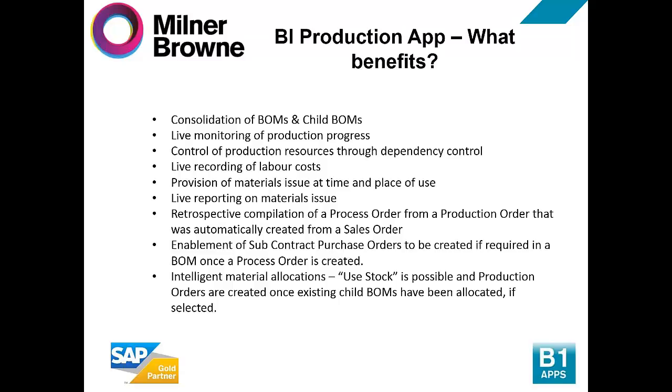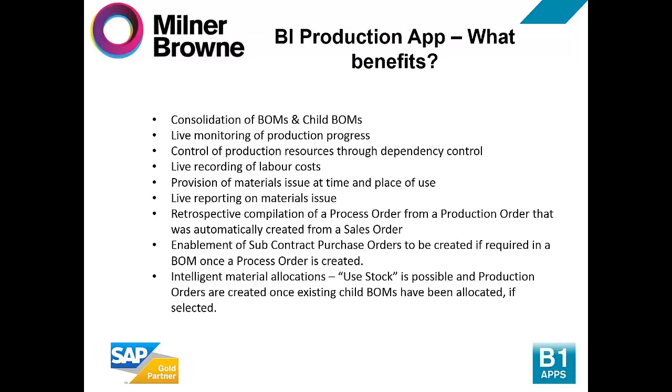And what that process order does, it breaks out the child BOMs that you may have within that BOM into its own production orders itself. So it's not a case you need to line up everything to suit the B1 production app. You can actually work backwards from your current process.